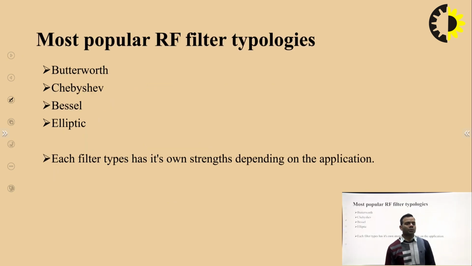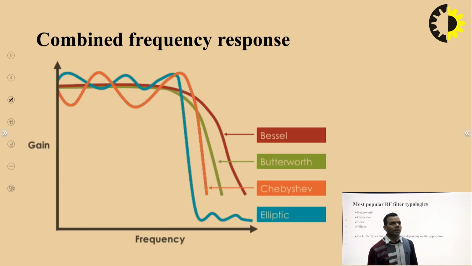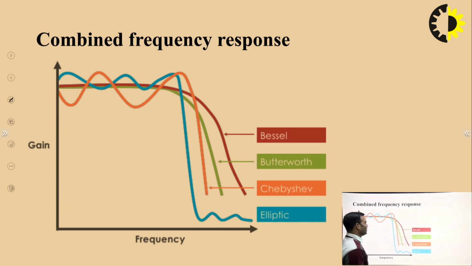So the most popular RF filter topologies are 4 types: the Butterworth filter, Chebyshev filter, Bessel's filter and elliptic filter. So I will compare here all 4 types of filters. You can see this is the Bessel's filter. Bessel's filter has very little roll off, and we want the roll off to be high. And after this we have another response, that is Butterworth. You can see this is the Butterworth response. Its roll off is more than Bessel.